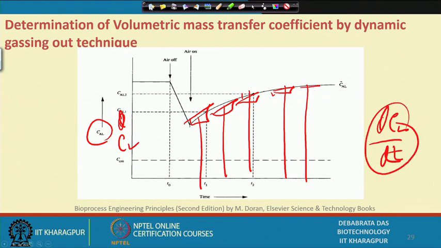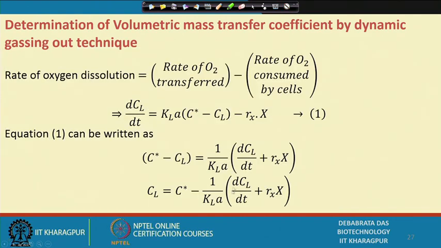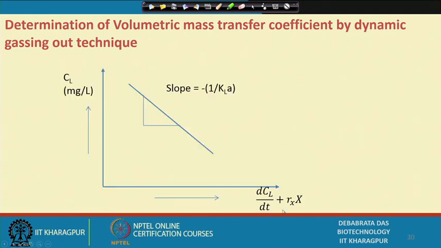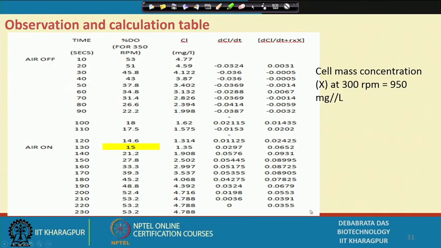Okay. And then you have seen this equation, this you know, this you know. If you know everything, then you can plot Cl versus this at different points, and then you can find out the KLa value. Now, this is exactly how it is done. If you plot with respect to Cl, you will get the KLa value.